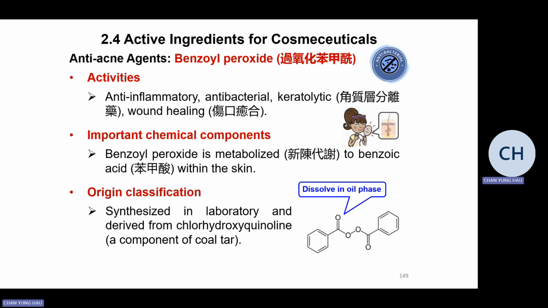So the following type that we have to talk about will be the anti-acne agent. The first major active ingredient used for anti-acne would be very typical, that is benzoyl peroxide. Benzoyl peroxide is an anti-inflammatory, antimicrobial, and keratolytic wound healing agent, and it can be metabolized into benzoic acid within our skin. It can be synthesized in the lab.